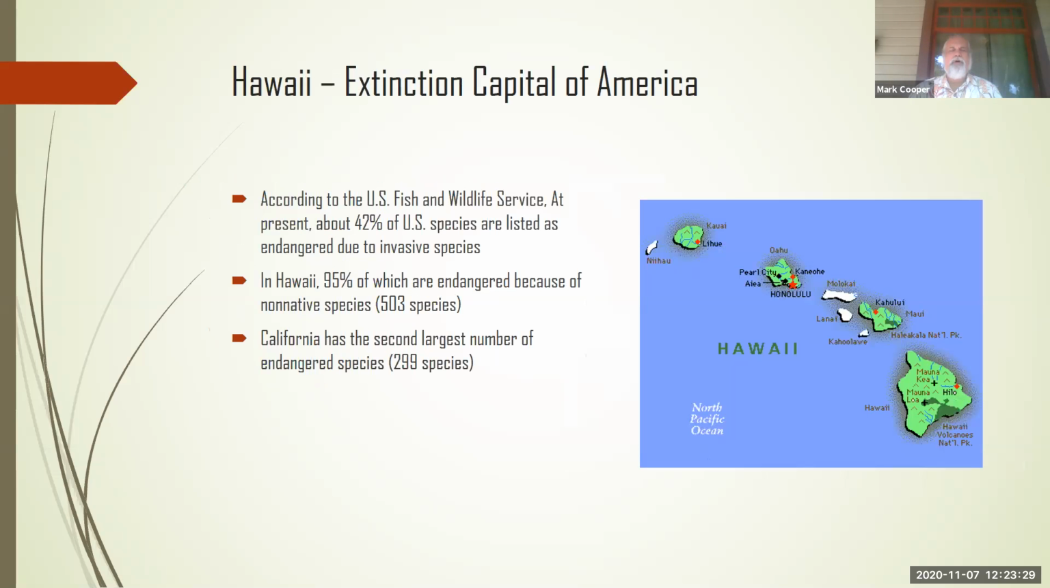So let's give you a few. Hawaii is the extinction capital of America, North America. According to the U.S. Fish and Wildlife, at present, about 42% of U.S. species are listed as endangered due to invasive species. In Hawaii, 95% of them are. And in California, we're number 2, and we have almost 300 endangered species.